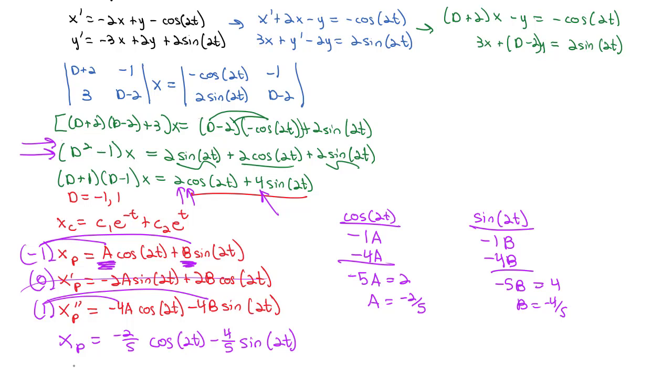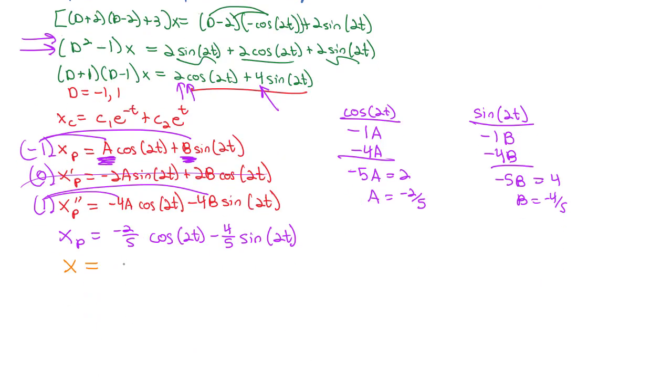Which means my general form for x is going to be x complement, c1 e to the negative t plus c2 e to the t, plus x particular, which is negative 2/5 cosine of 2t minus 4/5 sine of 2t. We'll mark that for use later because we're going to come back to that as we try and reduce from 4 constants down to 2 constants. But this is the general form of our x equation.